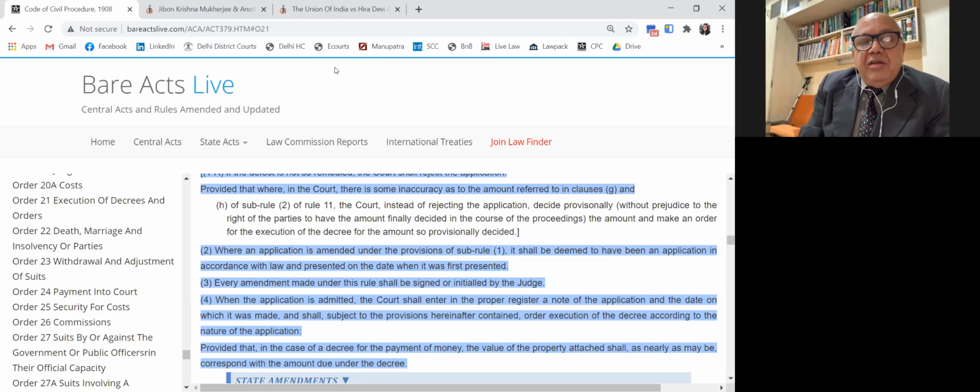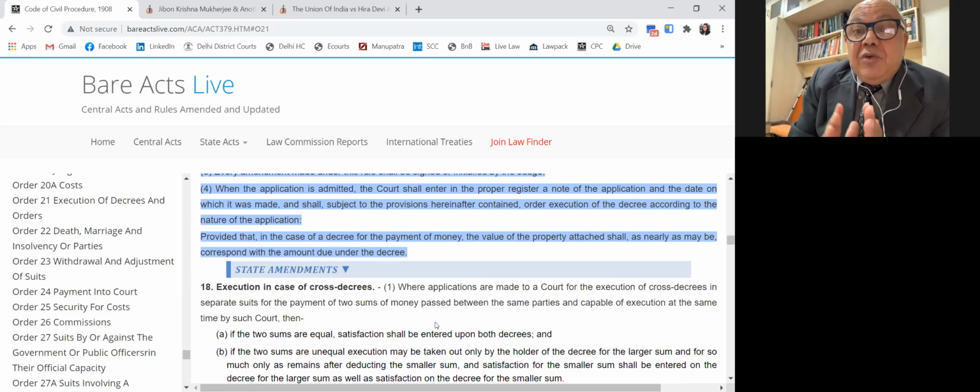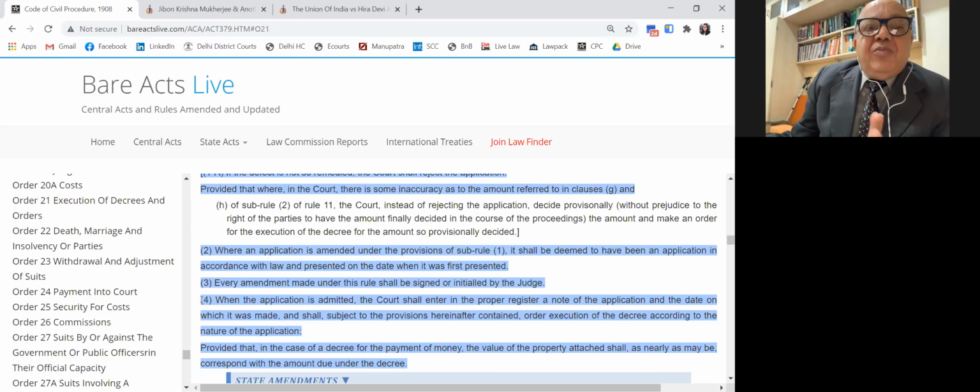Admit or may reject. If you have not complied with the requirement, it will be admitted under sub-rule 4, and execution of the decree accordingly will follow. So the court will order execution under Order 21 Rule 17 sub-rule 4. This is one procedure where issuance of notice to others is dispensed with.